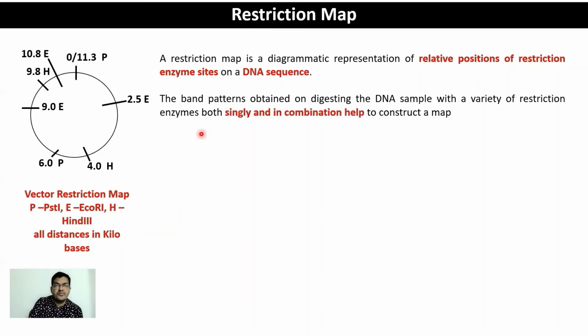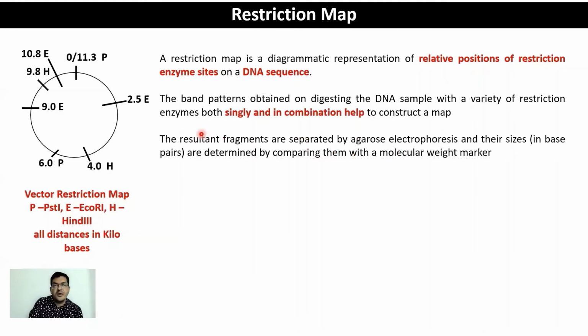And we'll go through this in more detail as we move along. The resultant fragments are separated by agarose electrophoresis, and their sizes in base pairs are determined by comparing them with the molecular weight markers. So I'm sure you're now familiar with agarose electrophoresis and how you determine the size of bands. We had done it in the lecture on PCR. We'd also done it in the lecture on restriction mapping.